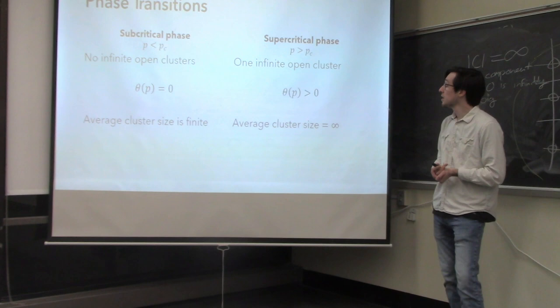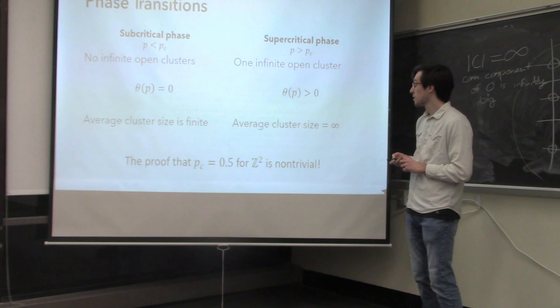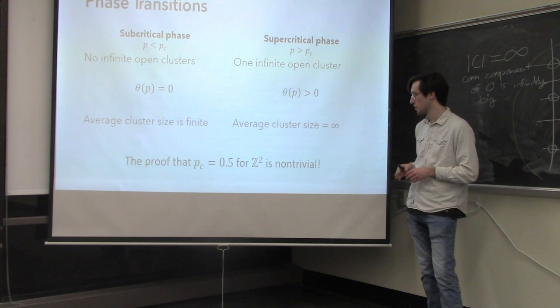And now, just to close off this talk, I want to talk about something interesting that happens at the critical point, which for z squared happens to be 0.5. This is also a non-trivial proof that I'm going to spare you guys, because it's several pages of a GTM.